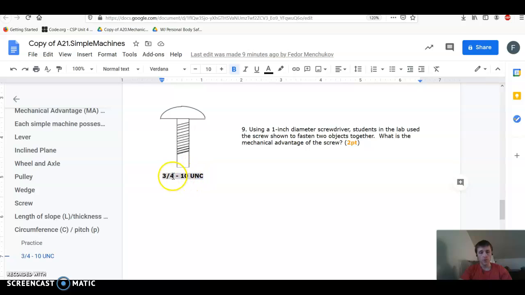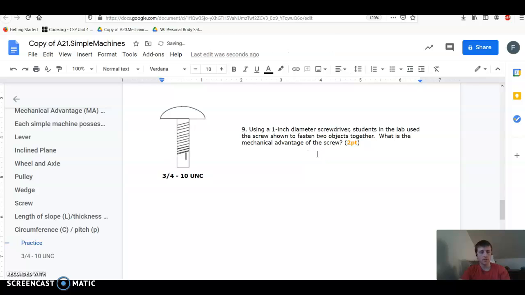For the screw, we are given this classification here. This is a 3/4-10 UNC. What does that mean? The 3/4 regards the top of the screw. The 10 UNC regards the thread count per inch. So if we are going to use a 1-inch diameter screwdriver to screw this screw in, what you would need to do is consider the 10 as the number you need to calculate your pitch.